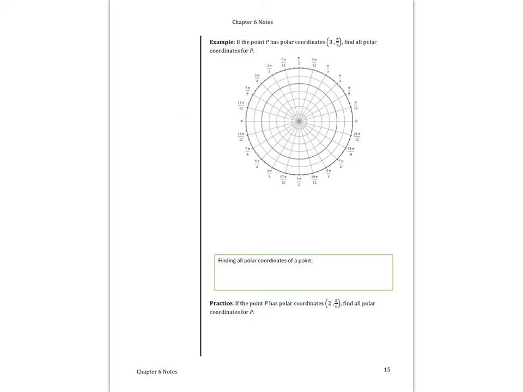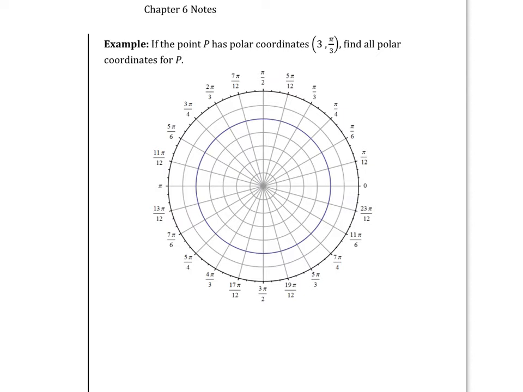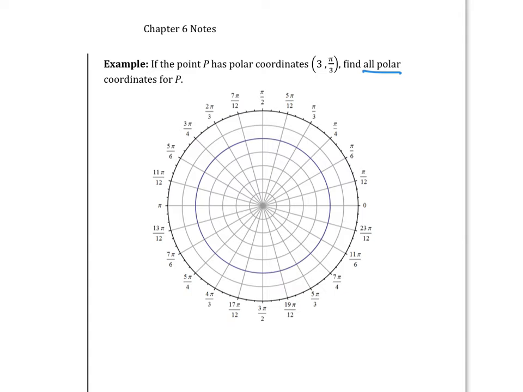All right, now, okay, so let's look at this kind of question. If point P has polar coordinates 3, pi over 3, find all polar coordinates of P. Well, let's find a point first, and then we'll try to understand what all polar coordinates for P means. So go ahead and graph 3, pi over 3. All right, so the point is here, P.